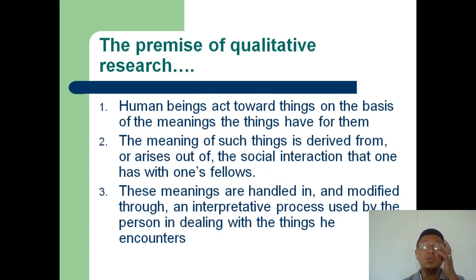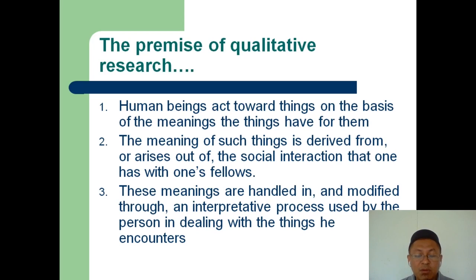All right. Let's talk about the premise of qualitative research. Now, the premise of qualitative research is that human beings act toward things on the basis of the meanings the things have for them. So every human being perceives their environment, like people, objects, animals, trees, and the way they see all these objects or people, they have a certain meaning that they interpret deep in their heart or in their head. So this is the premise of qualitative research.